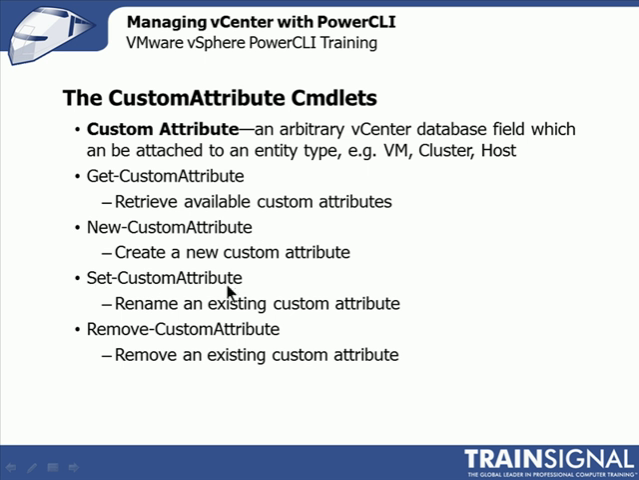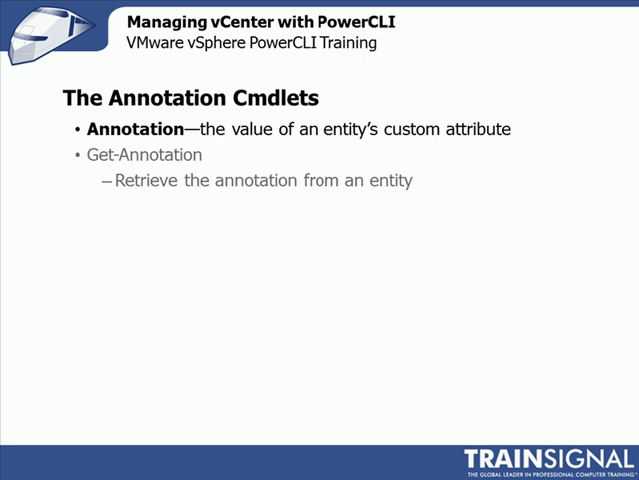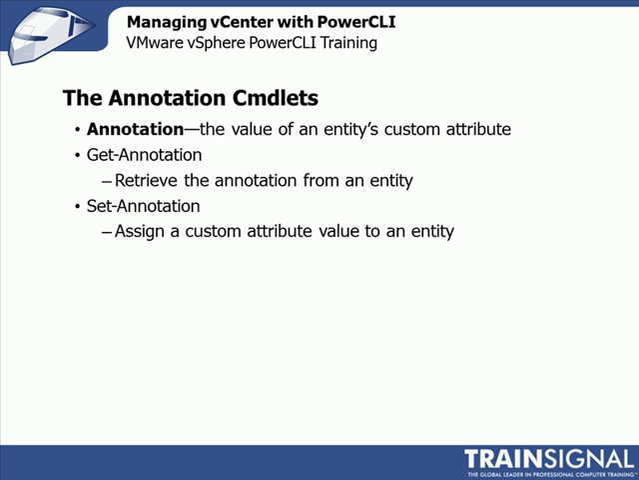You can use Set to rename that custom attribute. Say that you wanted to change it from service level to support level or priority. You could do that as well. Now, this only creates the field. It doesn't actually create a value and attach that value to an individual object, such as a virtual machine. To do that, you're going to be using the annotation commandlets. The annotation is the actual value of that custom attribute tied to a certain object. Some of the commandlets we have to work with those are Get-Annotation, which is going to allow you to read that value from the database, and Set-Annotation, which will let you assign that value to an individual entity.